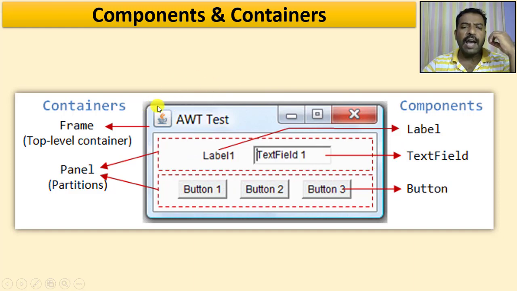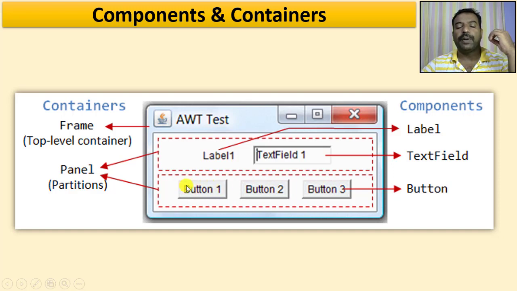Fine. So now this complete window, I'm going to call a frame. And whatever the content inside this window is going to be, we are going to call this a panel. Or even this can be a container again. And inside this panel or container, you can see some components called label, text field, and buttons.